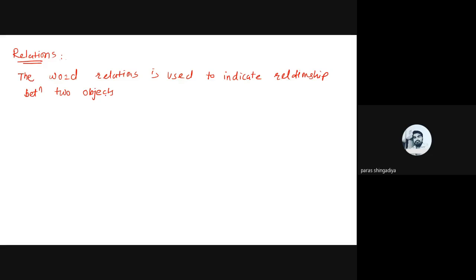And now you have to identify, you have to use the word relation. So it is used to indicate the relationship between two objects. Object may be anyone, okay. There are many kinds of relationship in this world, okay. You can consider any two objects to indicate its relations, okay.